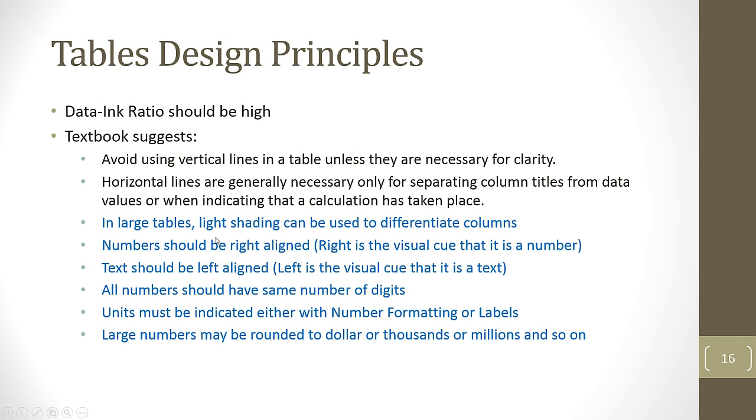In large tables, use some light shading to differentiate each one of the columns, and we'll see an example of that in just a second. Numbers should be right aligned. Text should be left aligned. Now, actually, I follow this one pretty faithfully.